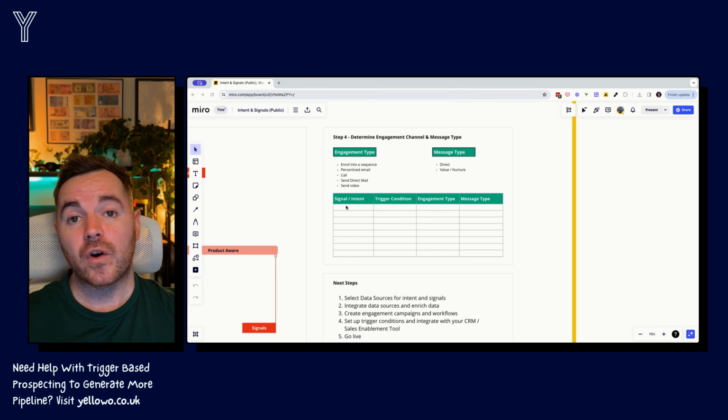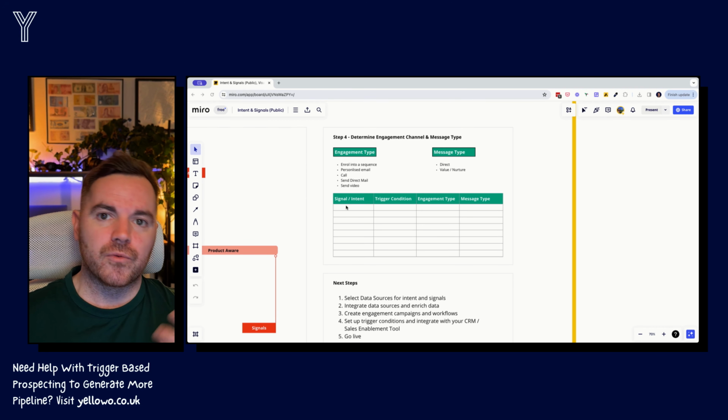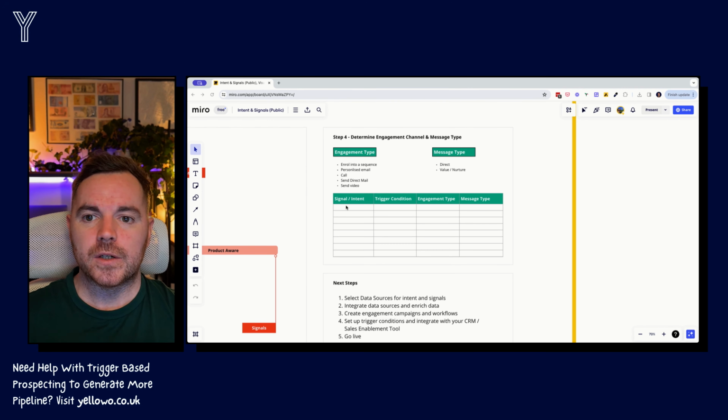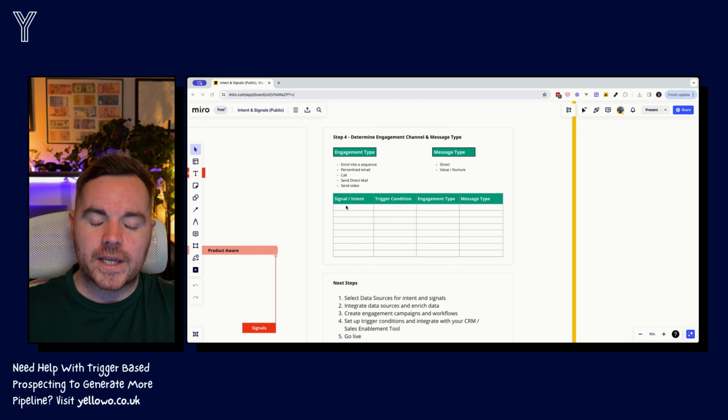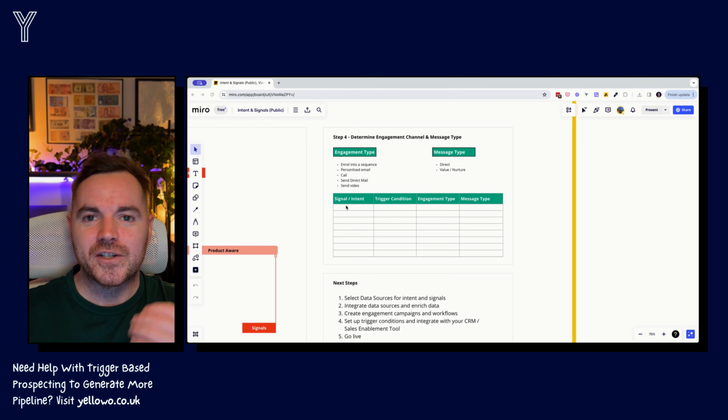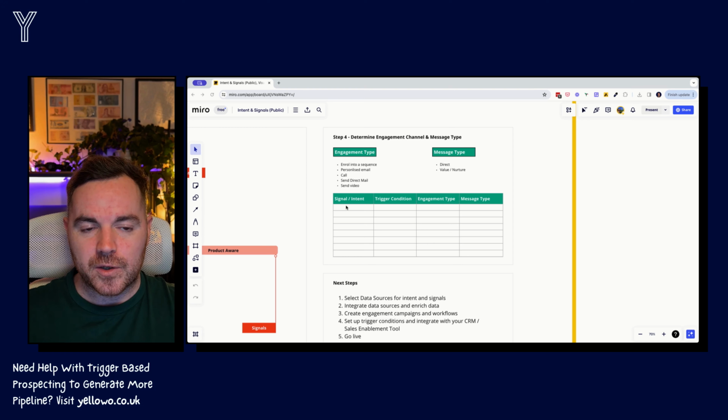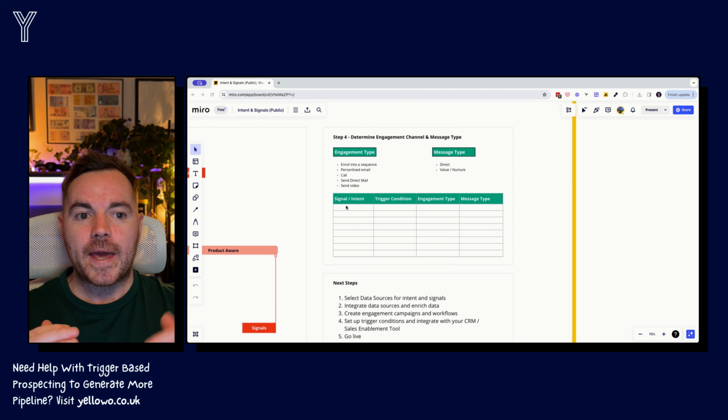Are we going to send a very personalized email? Are we going to call them? Are we going to send them direct mail, create a video and send a video to them as well? The engagement type is completely up to you. And again, it depends on what you sell, how much it is, who you sell to, etc., and your product as well. And then you have the message type.